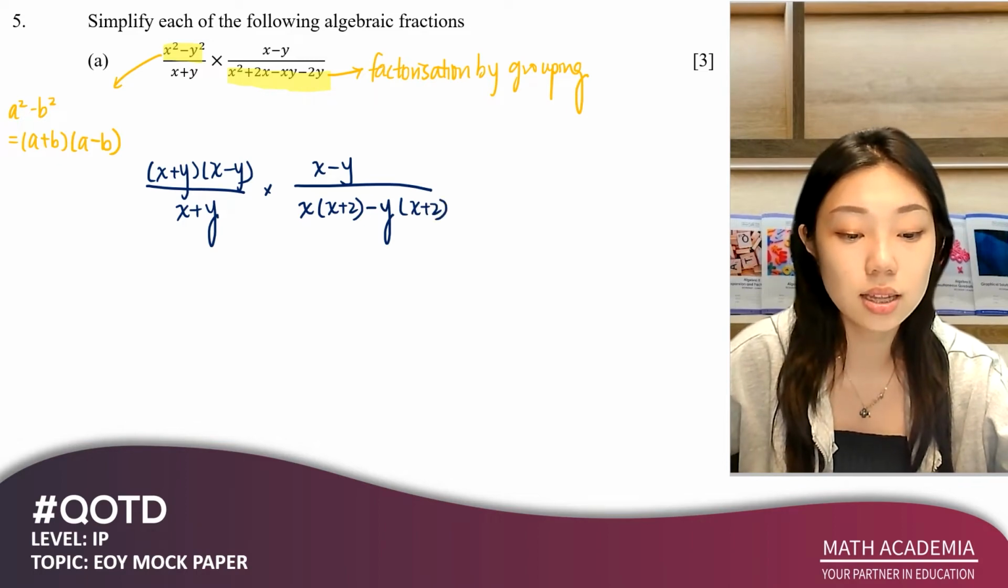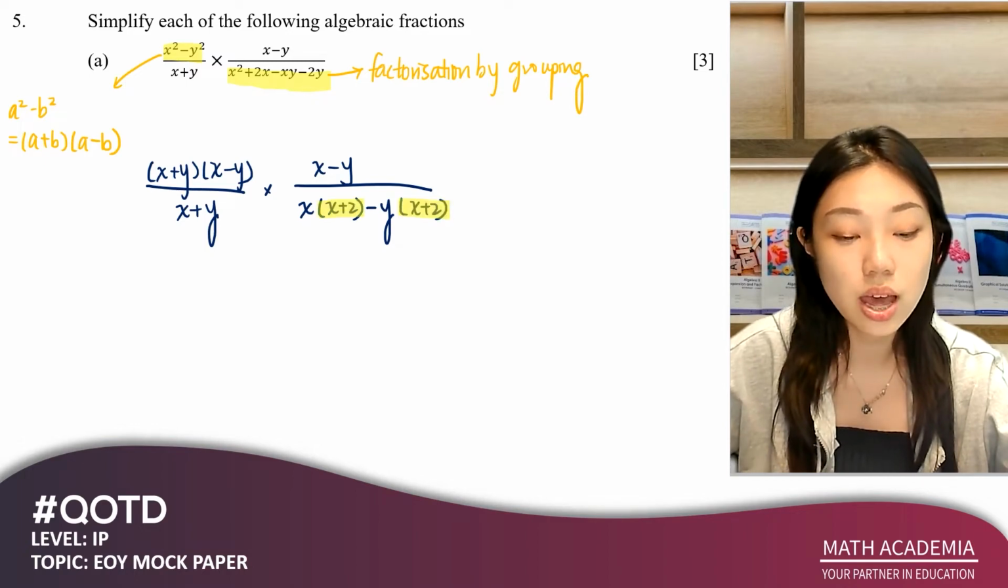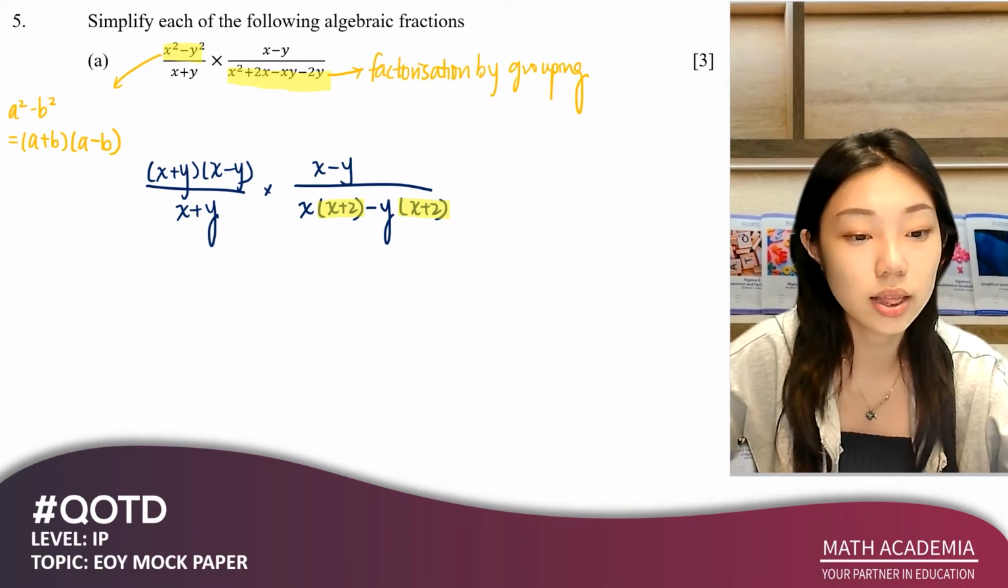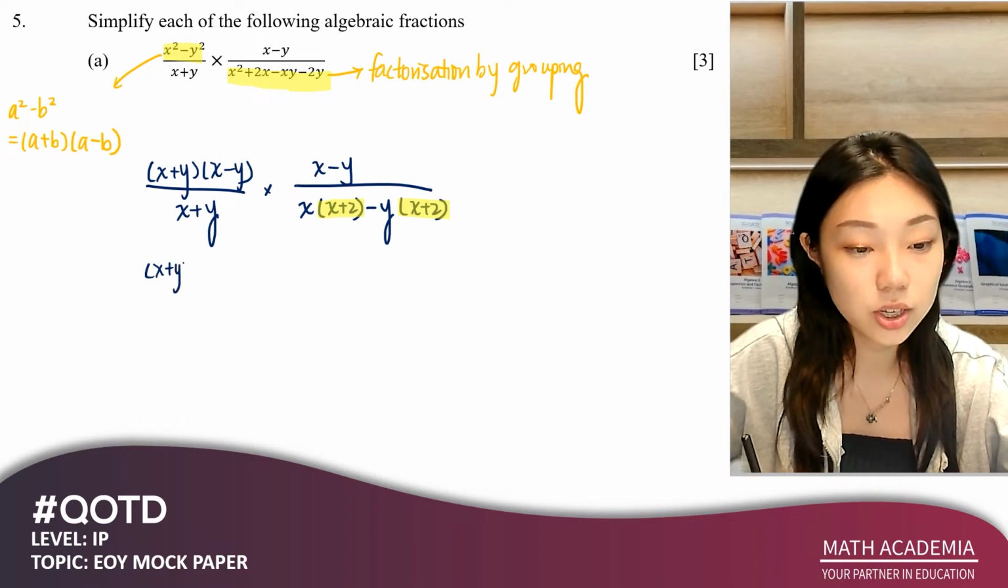Okay, so when I study this expression, I will realize that I have a common factor of x plus 2. And that would mean that I can factorize this out. Okay, let's work with this. So I will copy and paste my first term.